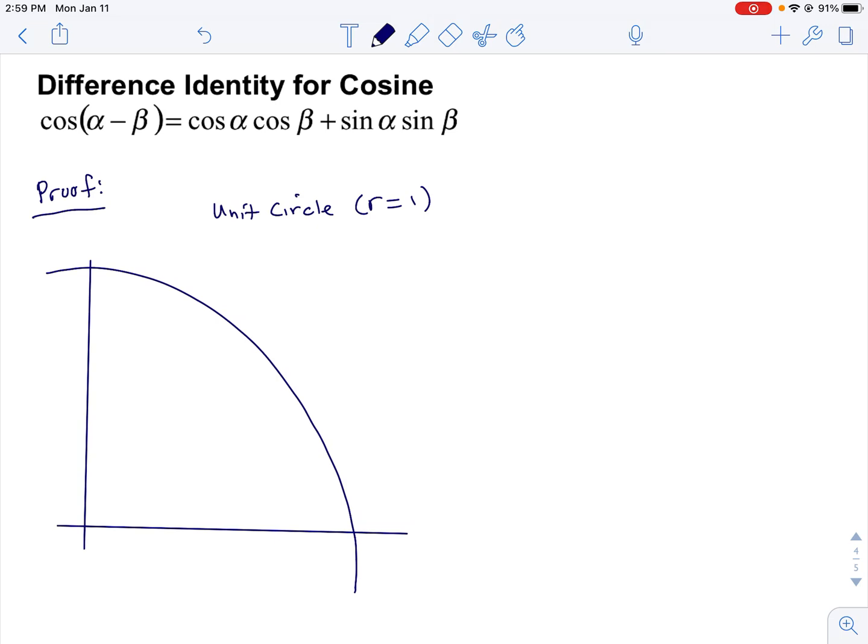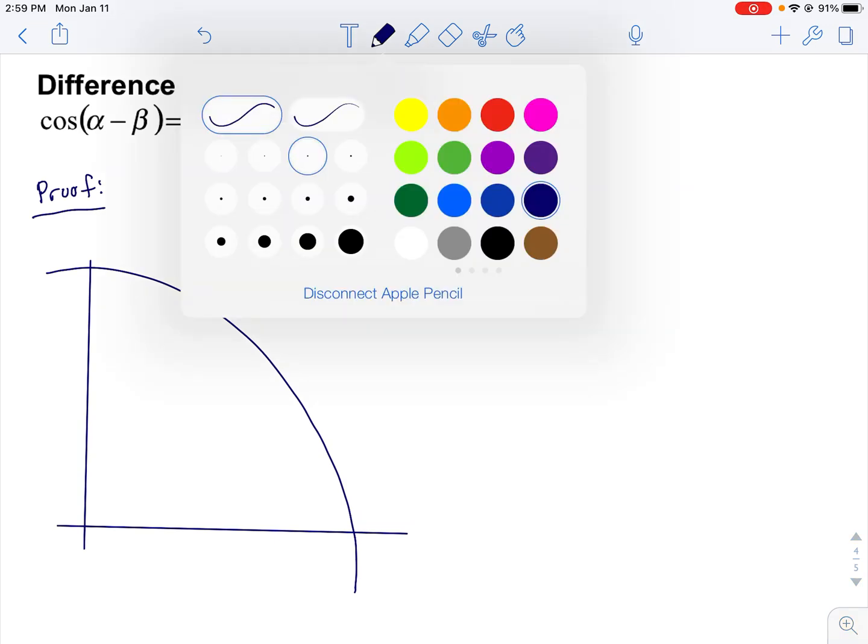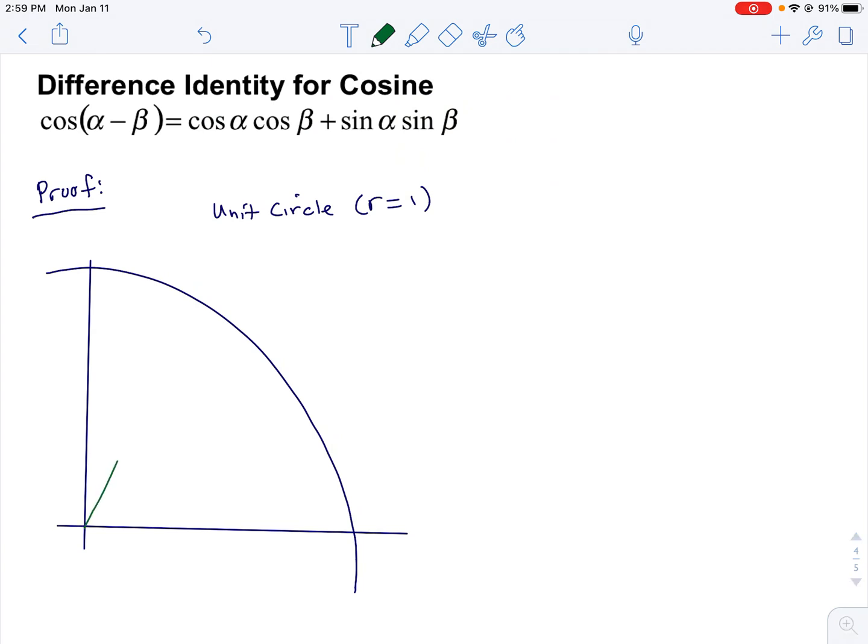like all good proofs in trigonometry, you start with a picture. And so for alpha and beta, we need a couple of angles. So I'm going to go ahead and draw angle alpha, and I guess color coding this might be the best way. So in green here, I'm just going to arbitrarily pick an angle, right? There it is. That's angle alpha, right there.